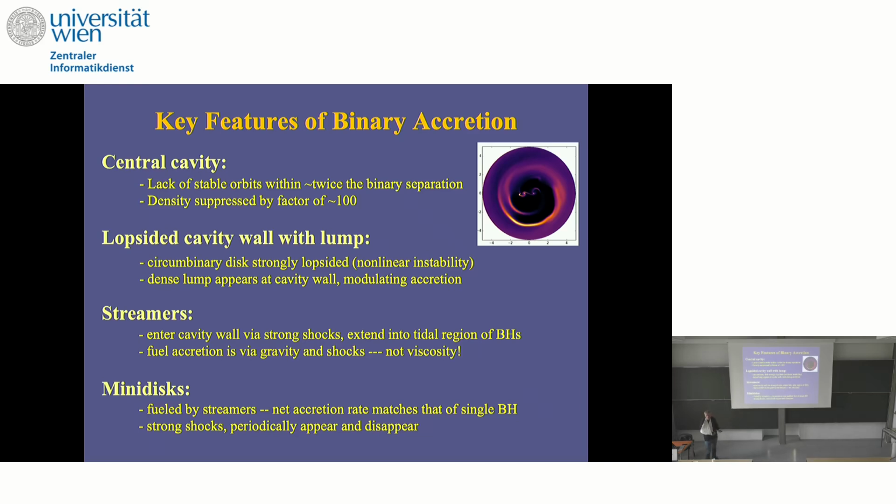This is very different from single black hole accretion, where the angular momentum transport is because of magnetorotational instability. And here, this has nothing to do with that. This is just sloshing around the gas and making shocks. That's how the individual mini disks, we call them, are fueled. Most importantly, for electromagnetic signatures, these mini disks periodically appear and disappear.